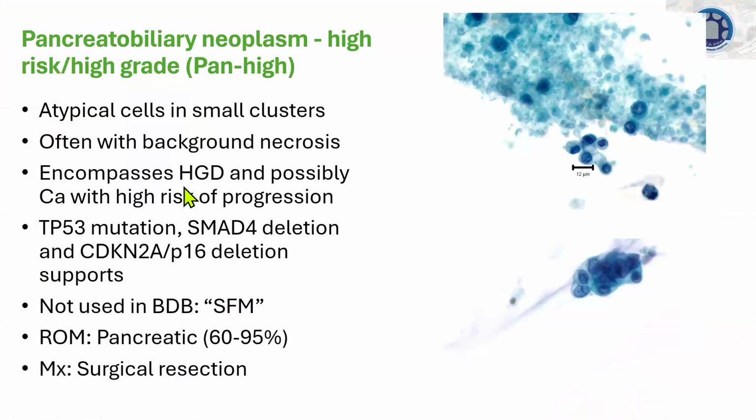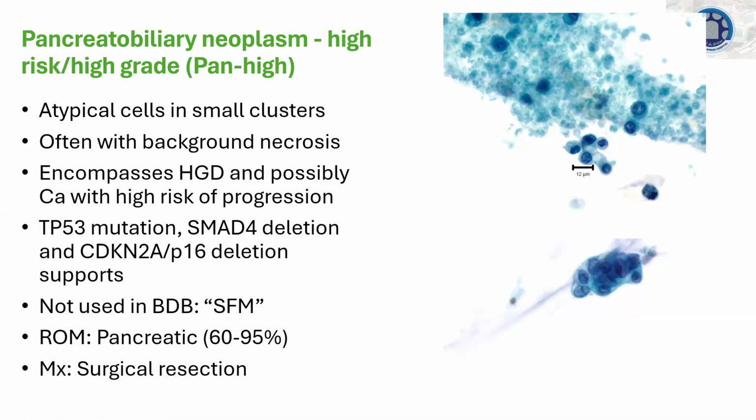Okay, now I'm coming to pan high, where you can see in addition some degree of necrosis. Why? Because it is going more towards malignancy. And you can see these clusters of high-grade looking cells. And again in this, you can do molecular tests, which can help, like TP53 mutations, SMAD4 deletion, P16 deletion. IHC can also be done on the cell block. And if you detect any of this, it can help in putting towards the high risk category. The risk of malignancy is 60 to 95%, and surgery should be done.